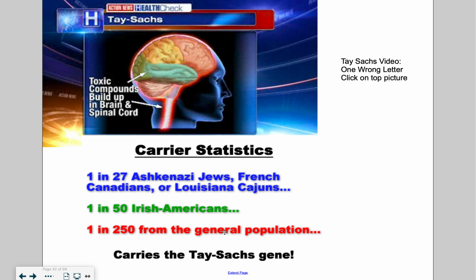populations. If you just talk about the general population, it's 1 in 250 that carry the Tay-Sachs gene, but it's caused by the recessive allele. So both parents have to be carriers, and that means there's a 25% chance that their children would develop Tay-Sachs.